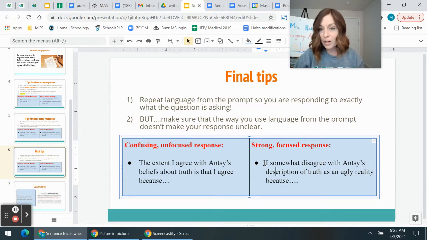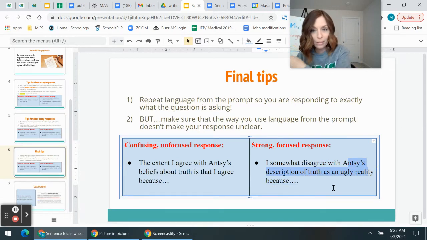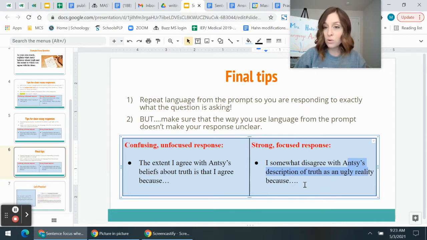A little more focused: "I somewhat disagree." That's the extent. Then tell me what he believes about truth with his description of truth as an ugly reality. Then explain "because, blah, blah, blah." All right, so you do want to use language from the prompt, but you don't have to say it word for word. You want to use language from the prompt in a way that your response is still clear and focused.